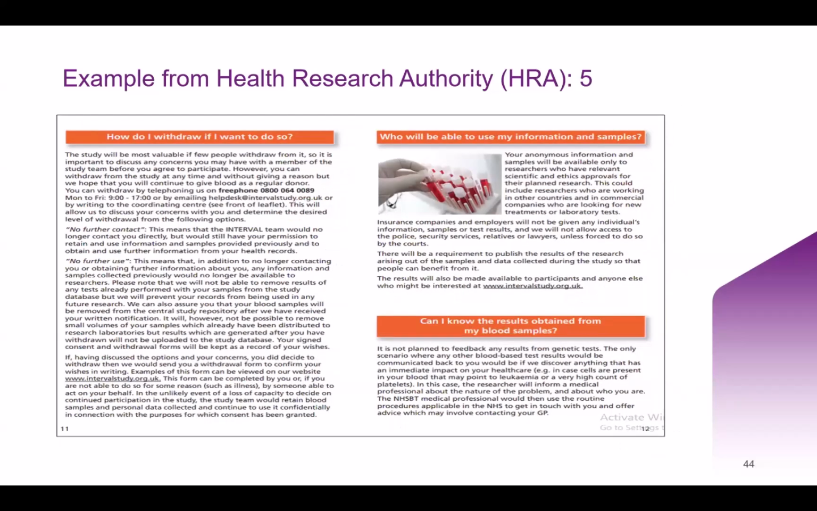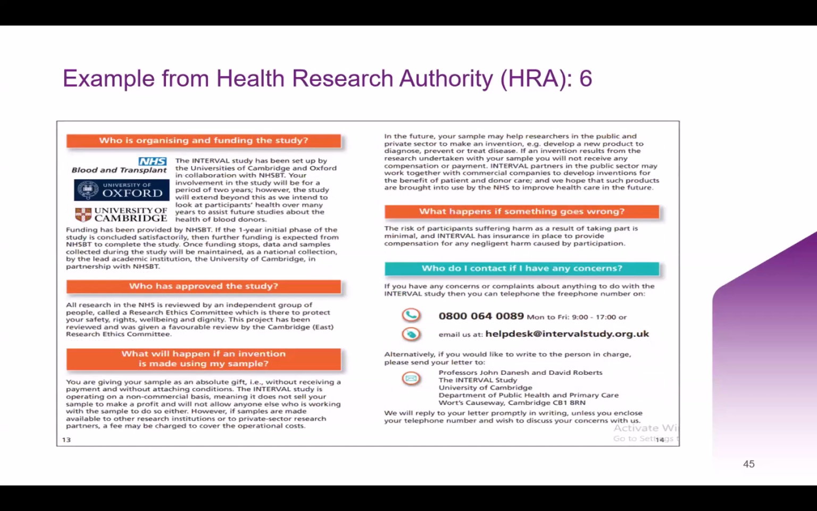Who will be able to use my information? Can I know the results? Who is organizing and funding the study? Who has approved the study? What will happen with the results? You can say, what happens if something goes wrong? Who do I contact if I have any concerns? So a very comprehensive information sheet combined with the consent form statements on the very first page. So that's a really nice example.